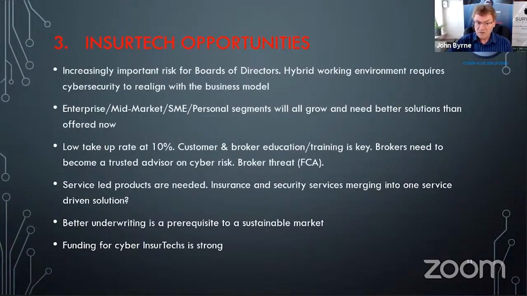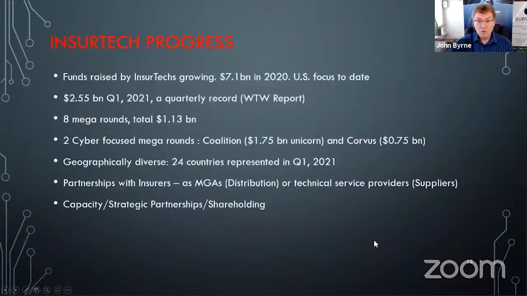And going back to the loss picture, better underwriting is a prerequisite to a sustainable market. If we don't have a sustainable insurance market, we have nothing to offer. So better underwriting is absolutely a prerequisite to that. And there is strong funding available for InsurTechs, we've seen. These are all opportunities, and there has been a lot of progress with InsurTechs.